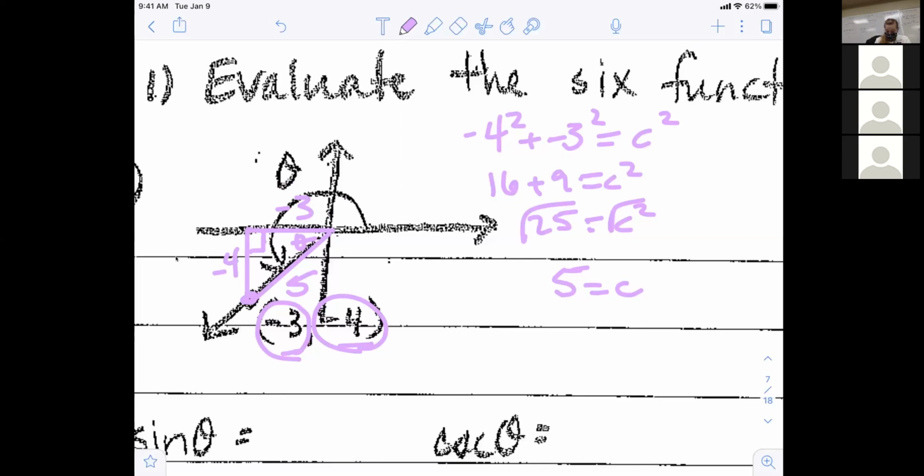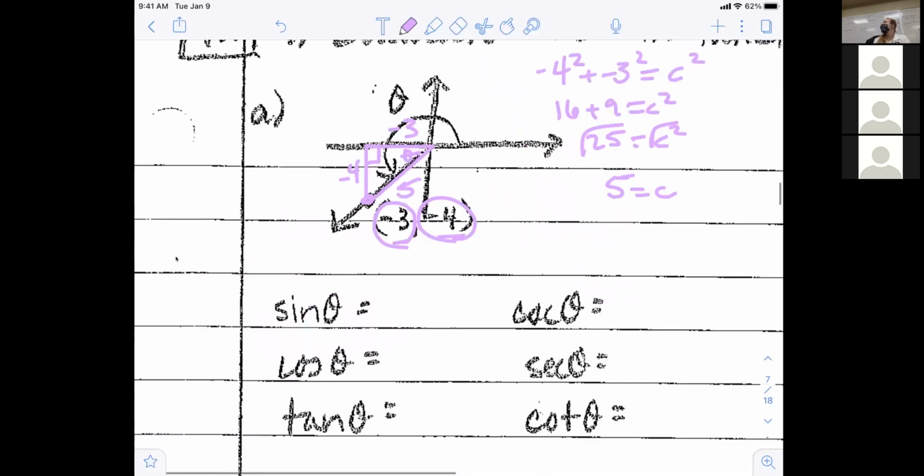All right, now we're going to do our trig functions for all of these. So let's label opposite, adjacent, hypotenuse. What's my opposite of this little triangle? What's the opposite side? -4. What's my adjacent side? What's my hypotenuse? Very good.